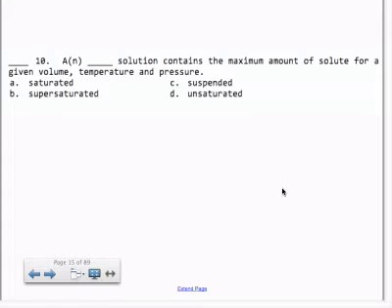A blank solution contains the maximum amount of solute for a given volume, temperature, and pressure. That is a saturated solution. It has reached the maximum. Supersaturated is more than that. Unsaturated is less than that.